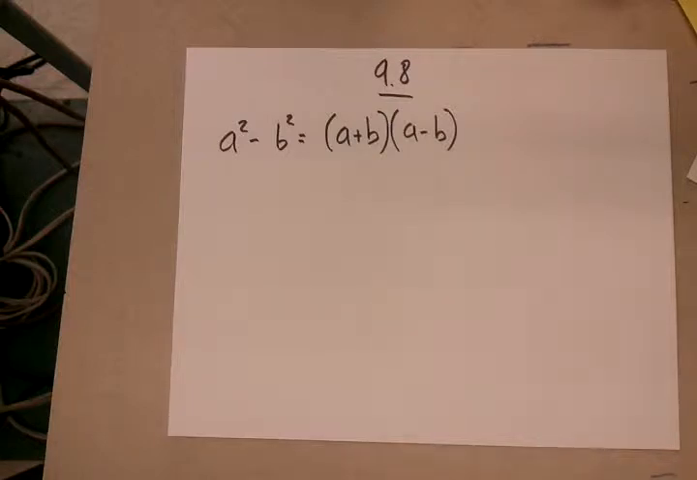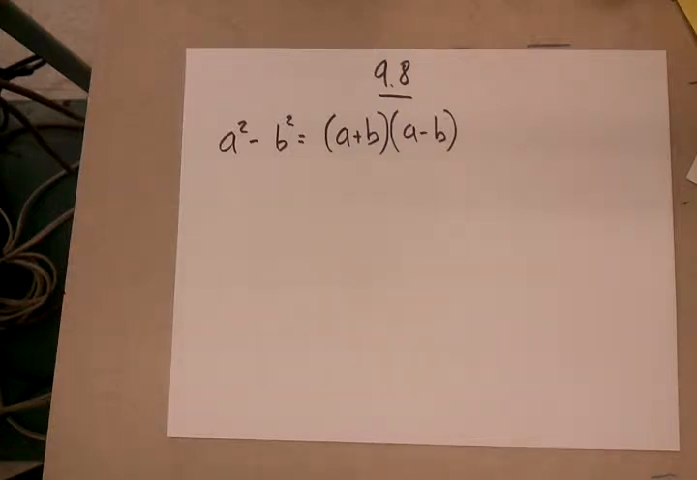So I'm going to show you a pair of shortcuts here that help you factor problems that would otherwise take a long time to factor normally. Now, all of these problems can be factored normally using the trial and error method or the diamond method, but the shortcut allows you to do this much quicker.